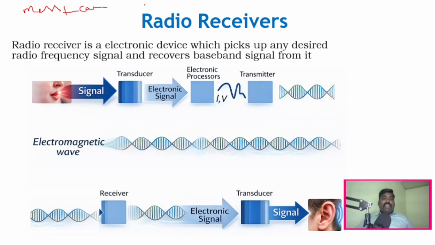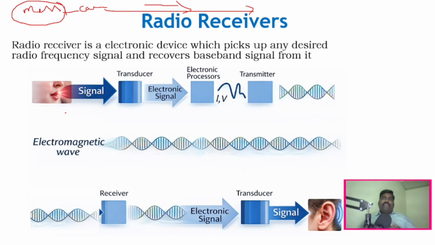At the receiving side, the receiver receives this signal and then demodulates it. What is demodulation? It separates the message and carrier and recovers the original message signal. So this is the operation of any receiver. It receives the signal and recovers the original message signal. So we can call a radio receiver an electronic device which picks up any RF signal and recovers the original baseband signal.